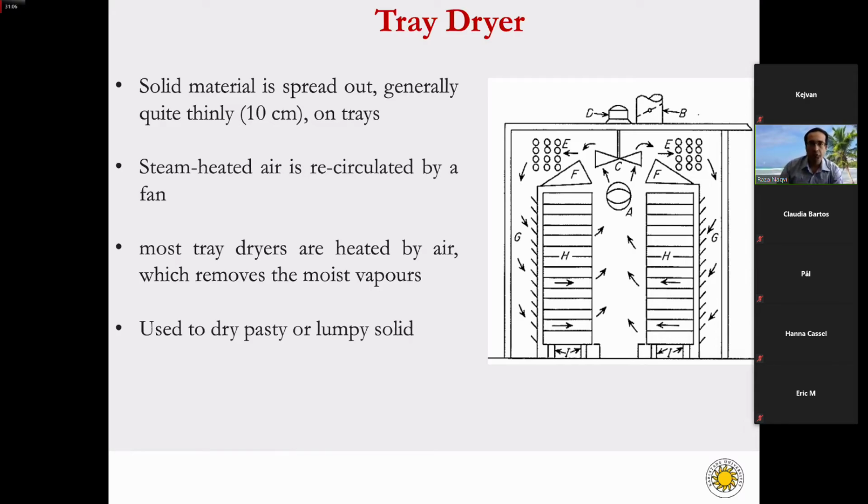Normally the solid material is spread out in very thin layers, which can be 1 centimeter, 5 centimeters, or 10 centimeters, depending on the size of the dryer. Normally we have heated air that is recirculated by using a fan or a blower. The air removes the moist vapors, and normally we use these tray dryers to dry pasty or lumpy solids.